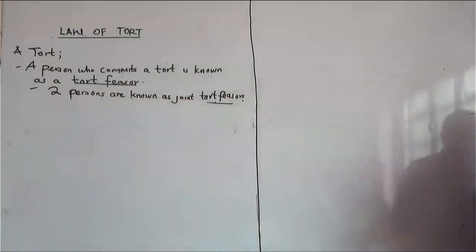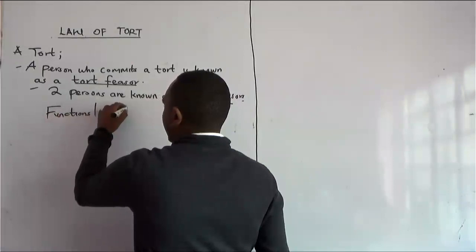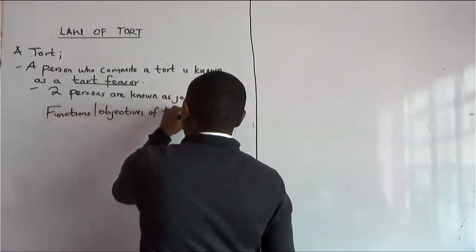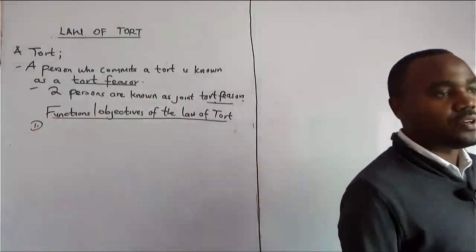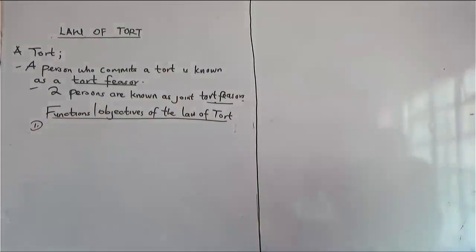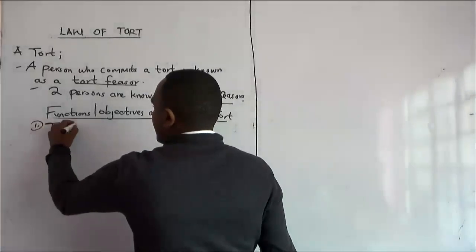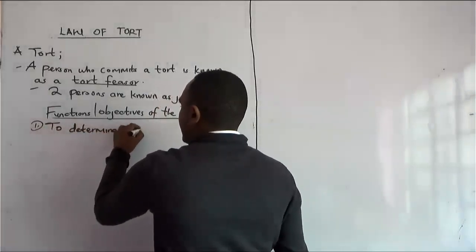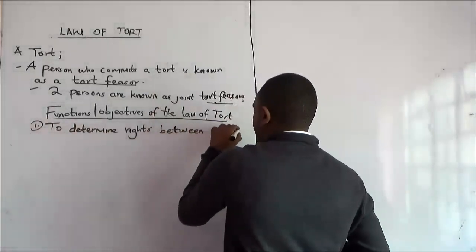Let us ask ourselves, what are the functions or objectives of the law of torts? The law of tort. This civil wrong, what are their functions? Why do we have a law that is governing civil wrongs? One, we can say to determine rights between parties to a dispute.